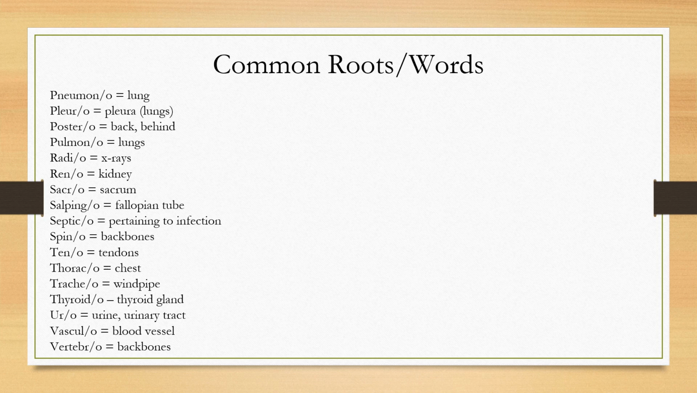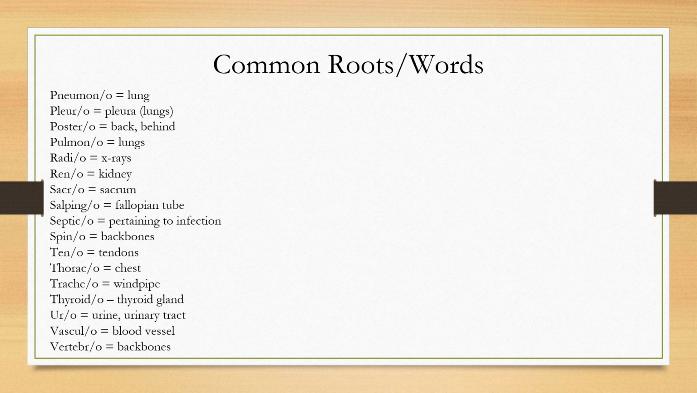Radio, this refers to x-rays, specifically in medicine. Reno, this refers to your kidneys. Sacro, this is your sacrum. Salpingo, this talks about specifically the fallopian tubes. Septic or septico talks about an infection. So we're actually going to talk about a huge disease process in patho called sepsis. And sepsis is very, very deadly, and many, many things can cause it. It's just a very advanced infection.